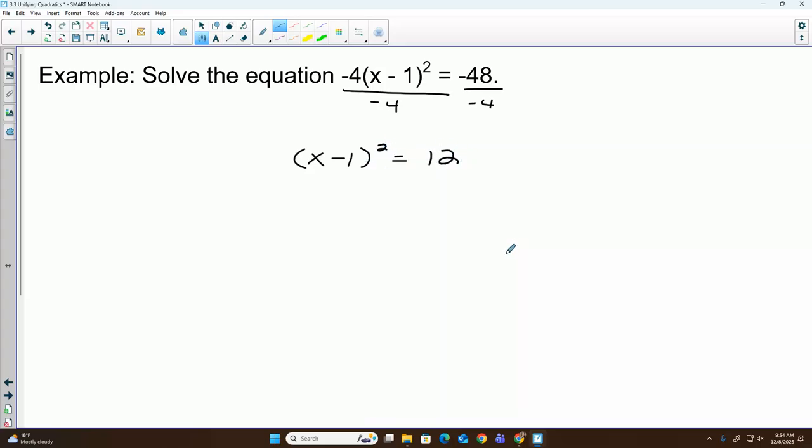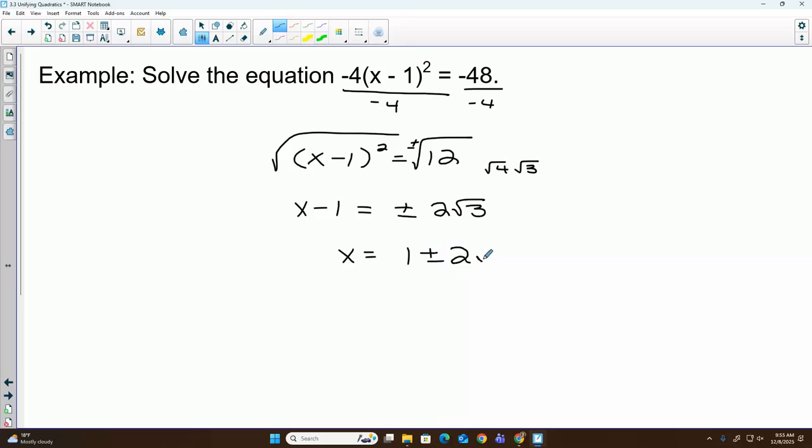Okay, and then we talked about our square root method. So if you add a square root, what else do you have to put with this? x minus 1 equals plus or minus. Now we need to break down 12. And that's 4 and 3. Square root of 4 is 2, radical 3, and then what would we do? So we get 1 plus or minus 2 radical 3. So we've used that technique before, the square root method. All right.